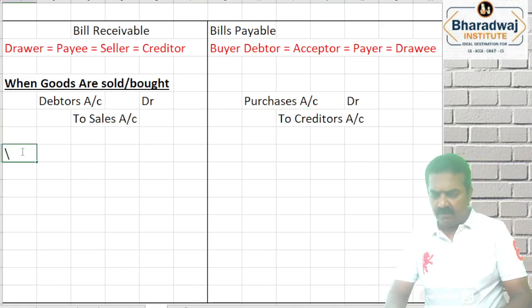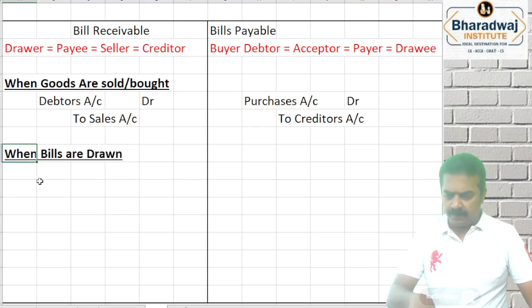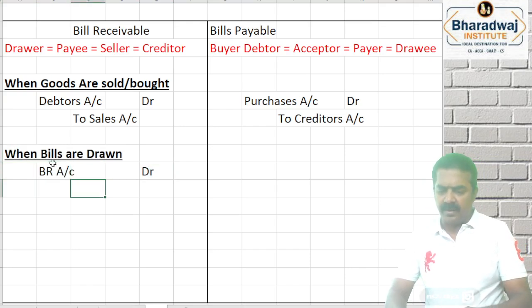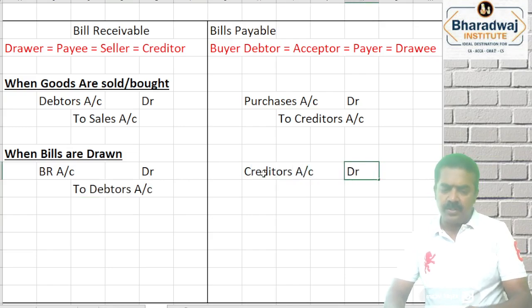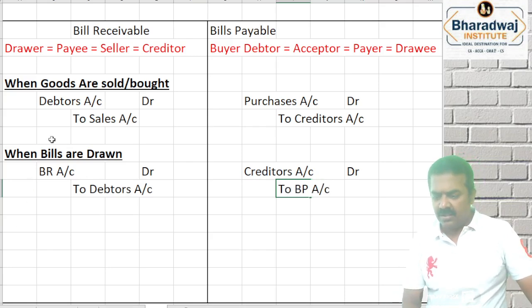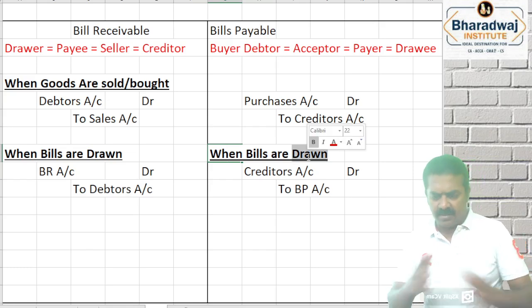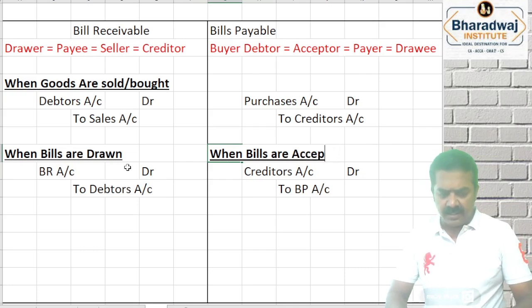Then, when bills are drawn, what is the entry we'll pass? For the party who's drawing the bill, it will be called as bills receivable account. Debtor to which account? Debtors account. Other party is going to pay the money, so creditors account debit to which account? Bills payable account. This is when bills are drawn, then when bills are accepted. Okay, just a revision. These are all basic journal entries.